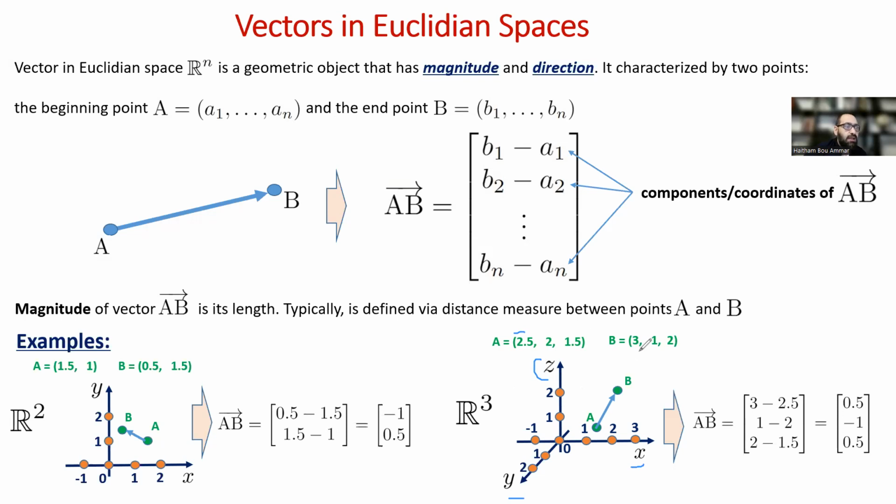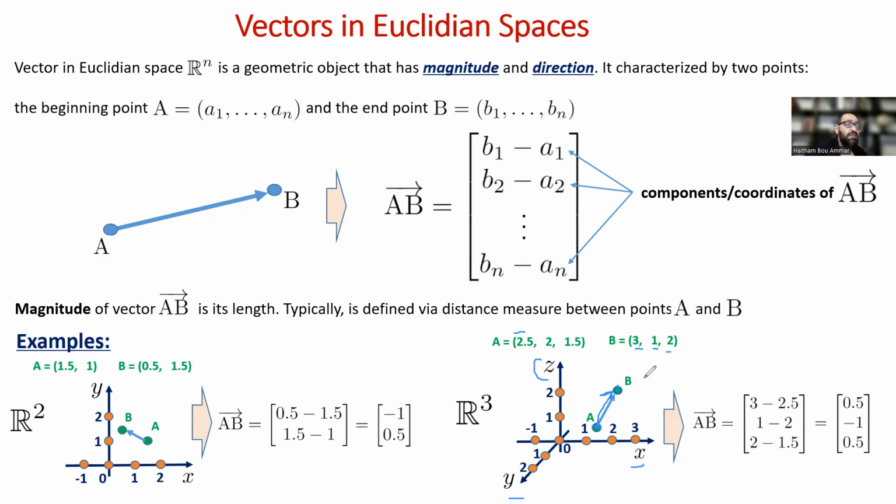And the same here, if I want to localize the point B, I need to move 3 on the x-axis, 1 on the y-axis, and 2 on the z-axis. And now if I want to define the vector between A and B, that means I want to define a vector that goes from point A to point B. Remember, there's a direction. Direction is important. I'm going from A to B, not from B to A.